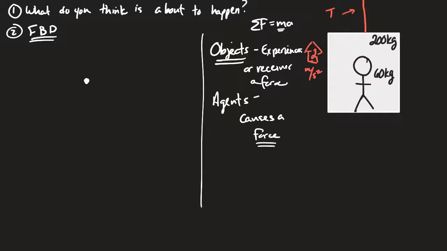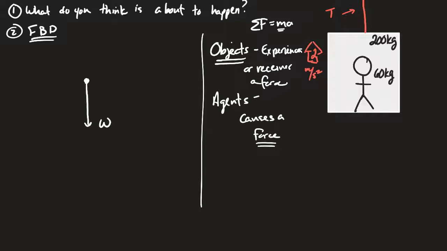So when you identify that gravity is a force acting in your system, in this case, the object is still going to be the elevator and the person. The agent is the earth. It is the earth that causes that force. And that will be a force that is directed straight down. I will label capital W as weight.